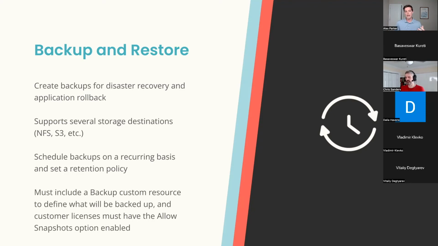And then backup and restore is controlled by a license field on all of your customer licenses. So you need to make sure for any customer that should be using backup and restore that you have the allow snapshots option enabled on their license.